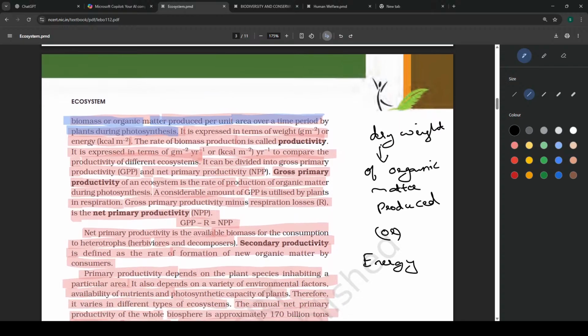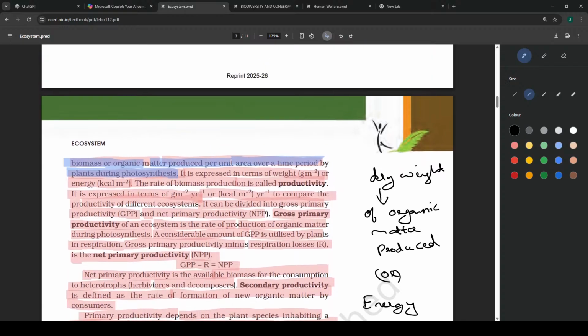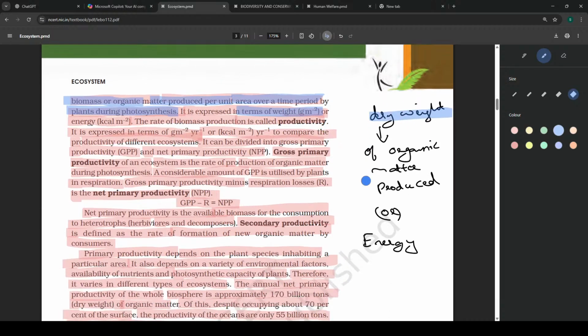Primary productivity is the rate of production of biomass or organic matter per unit area of land over a period of time during photosynthesis. That is the definition of primary productivity, and it is expressed in terms of gram. We consider dry weight here, very important to remember, dry weight meaning excluding the water content, gram per meter square, or energy, calorie per meter square.